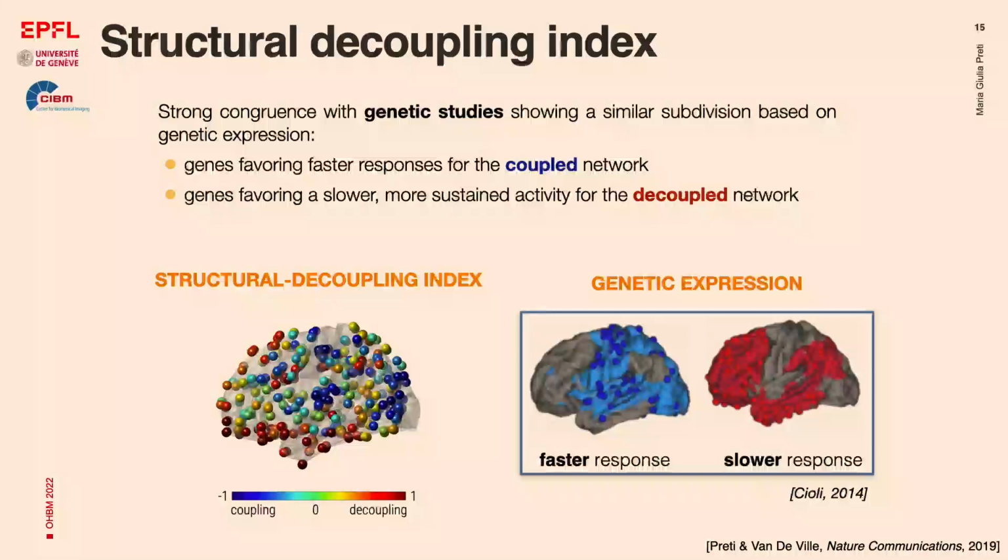And the coupled network, so what we found out to be a coupled network, seems to use more genes that favor a faster response, so these primary sensory networks have to act fast. And what we are saying is, yes, the functional signal in that case follows directly the structure underneath. While for the red network here, you have genes that favor a slower, more sustained activity, and we are saying these are the decoupled areas. So you probably don't have such a temporal constraint if you are doing more complex tasks, thinking about your past, and function here can also afford following indirect paths of structural connectivity.